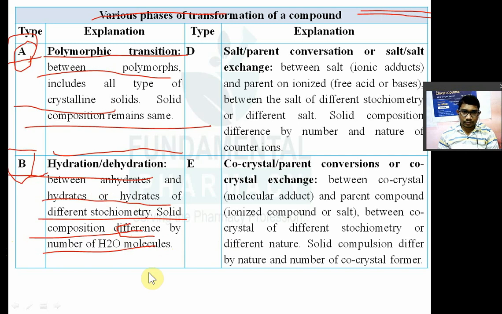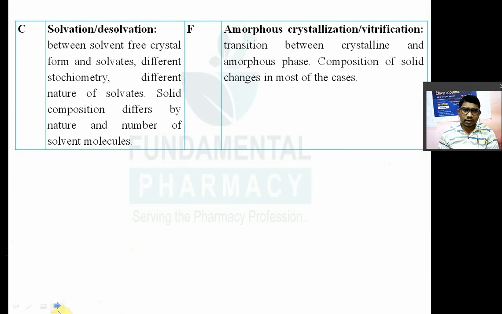Now next is transition C, phase C, phase transformation. So we have seen A, B and C. Now C, so what does C phase of transformation mean? C phase of transformation in the compound means solvation-desolvation.